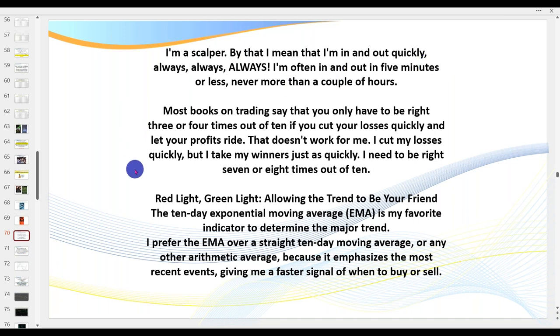Most books on trading say you've got to be right 3 or 4 out of 10 if you cut your losses quickly. I cut my losses quickly, take my winners, and I need to be right 7 or 8 times out of 10. This is where most books have got it wrong, unless you're a swing trader. If you're a day trader, as you're about to see when we go to the charts, there are areas that we bounce off every day, time and time again.